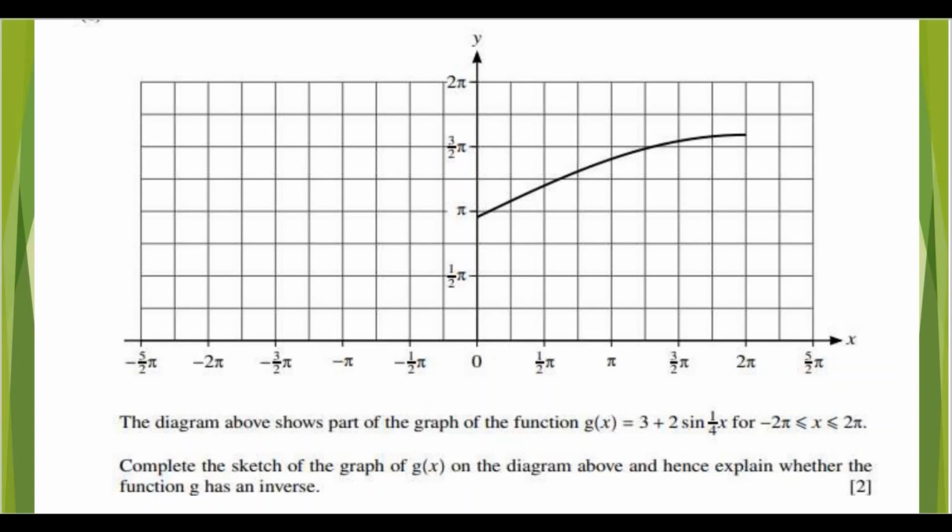So when x equal to minus 1 over 2 pi, we need to find what is the g of x value and we have to plot. And similarly for when x equal to minus pi, when x equal to minus 3 over 2 pi, and when x equal to minus 2 pi. Okay, for those 4 points we need to find what is the g of x value.